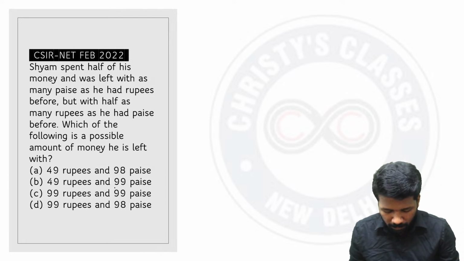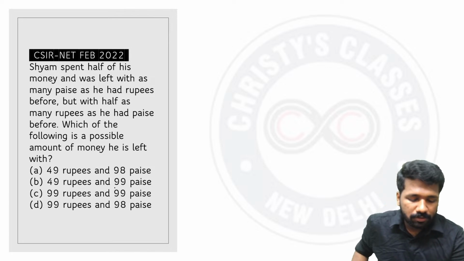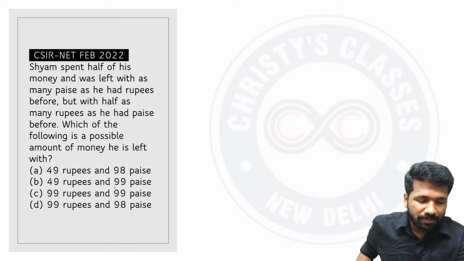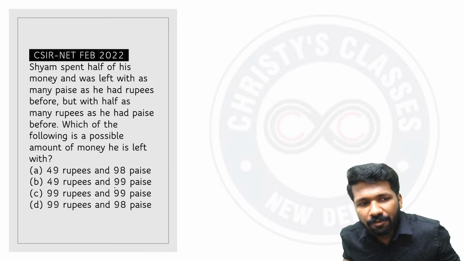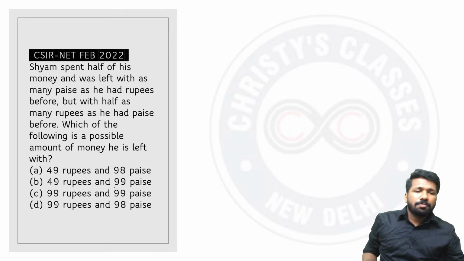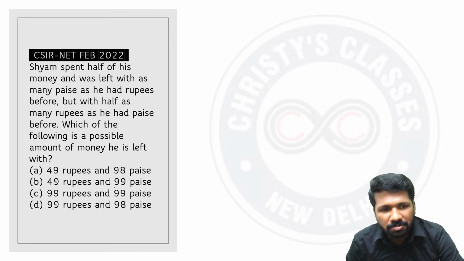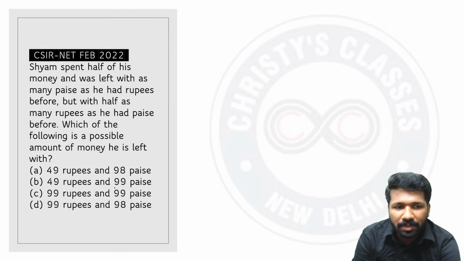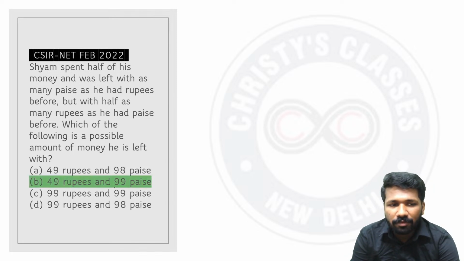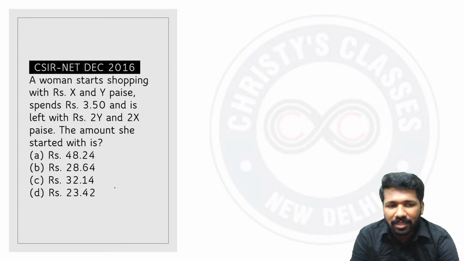Okay, I hope all of you tried. Some of you got an answer. Let's see whether it is right. Shyam spent half of his money and was left with as many paise as he had rupees before, but with half as many rupees as he had paise before. Which of the following is a possible amount of money he is left with?